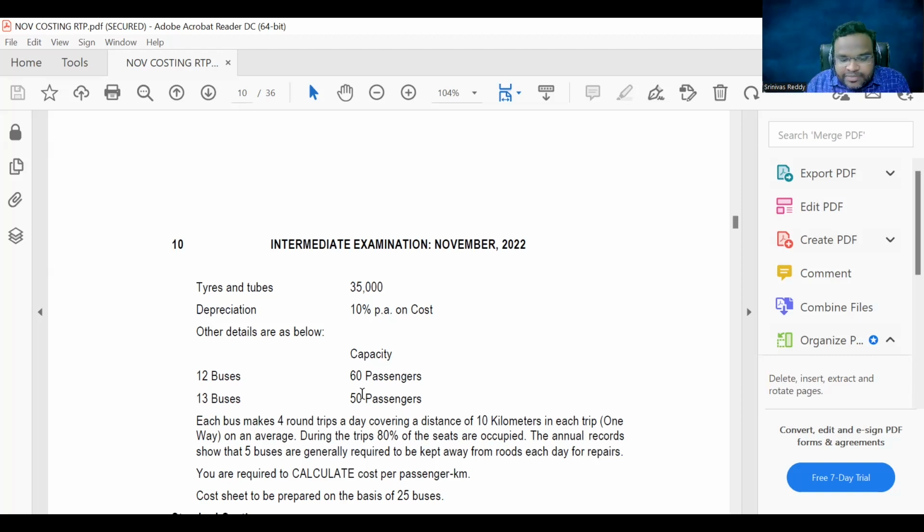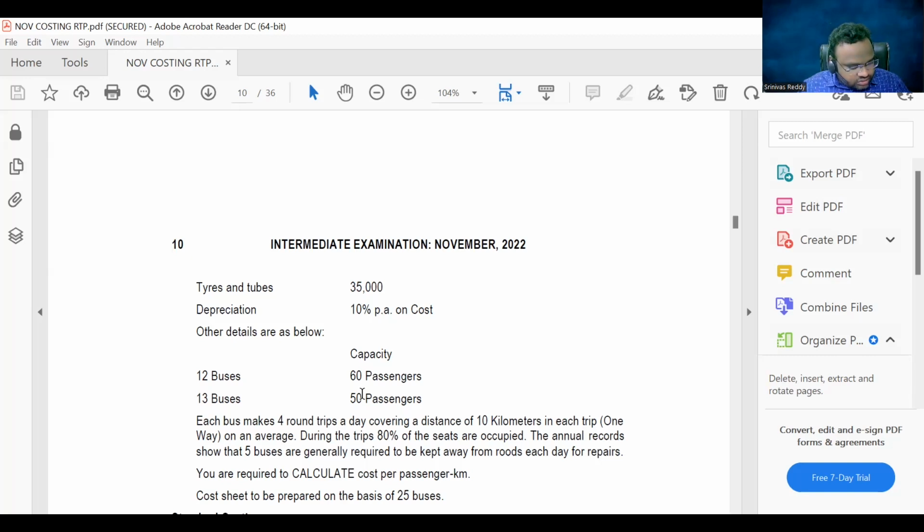During trips, 80% of seats are occupied. So occupancy is only 80%. The annual record shows that 5 buses are generally required to be kept away from the routes each day for repairs. So average buses is only 20. You are required to calculate cost per passenger kilometer. Cost sheet to be prepared on the basis of 25 buses. So we need to prepare for 25 buses.